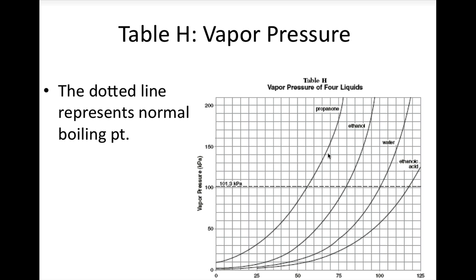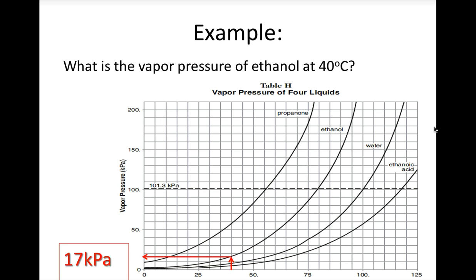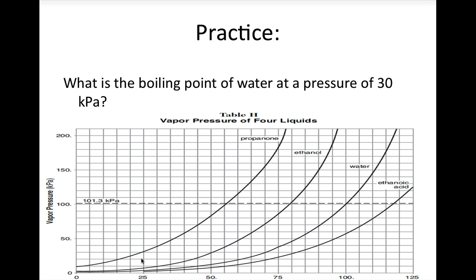So the dotted line represents the normal boiling point. So here we are at 101.3 kilopascals. And at this point, we would have water boiling at 100 degrees Celsius. So what is the vapor pressure of ethanol at 40 degrees Celsius? Well, we find 40 degrees, find the line for ethanol, and go across, and it's about 17 kilopascals.